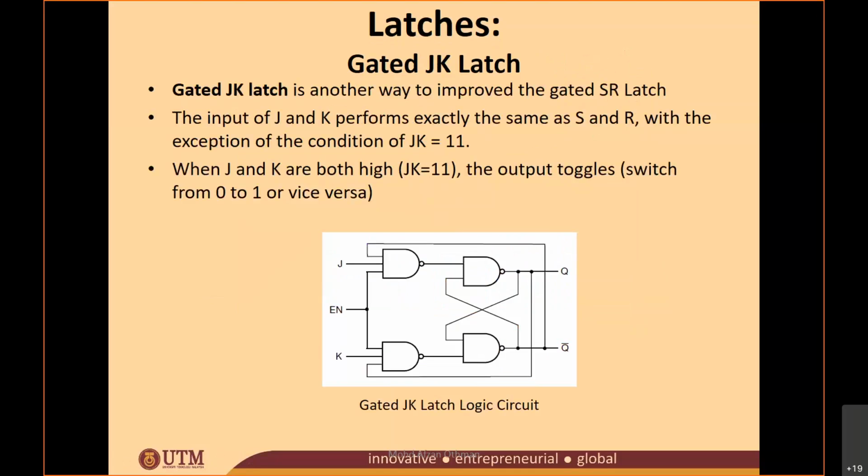Okay, so any question for the gated D latch? Ada soalan tak? Kalau tak ada soalan, next we go to the gated JK latch.